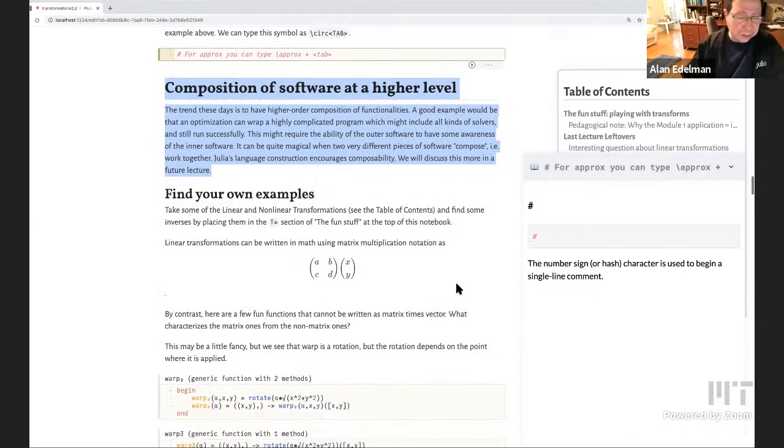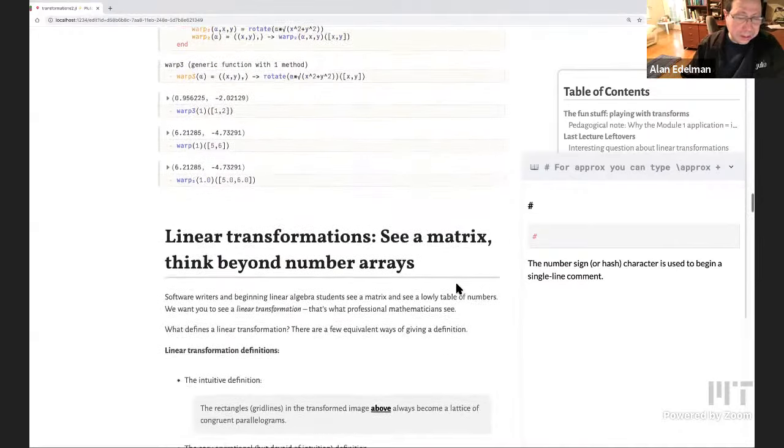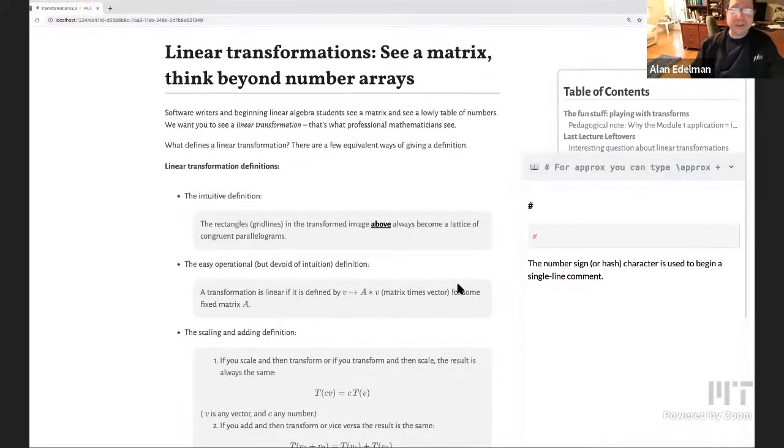Okay, so let me skip over this and let's talk about what I said I would talk about in a minute. I'm going to run out of time, but let me at least get in the definition of linear transformations. You've already heard me say that when you see a matrix, I would like you not to think of a table of numbers anymore, if you can help it.